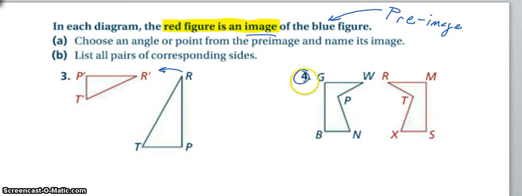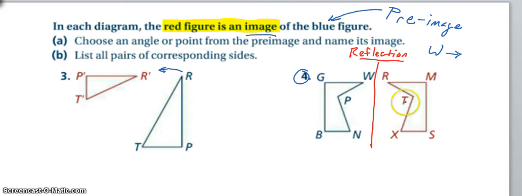4 is more difficult, so pause the video and map those corresponding sides, because it's not as easy as just calling it a prime point. Alright, so we see here that this actually is a reflection if we analyze the characteristics of the shapes and pay attention to where my flat pieces are and where my angles are at. So that actually tells me that from my original, my W, I map to the point R.